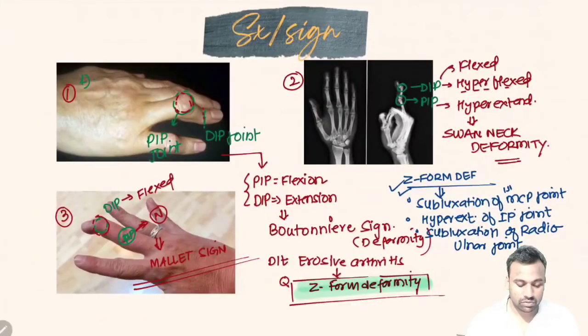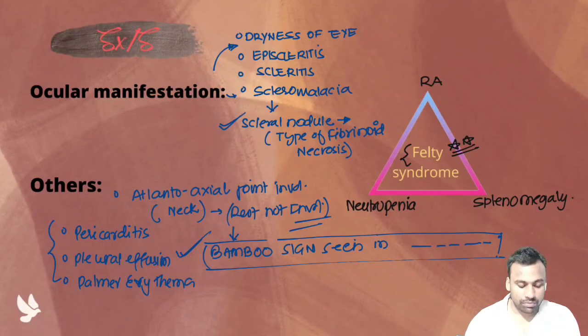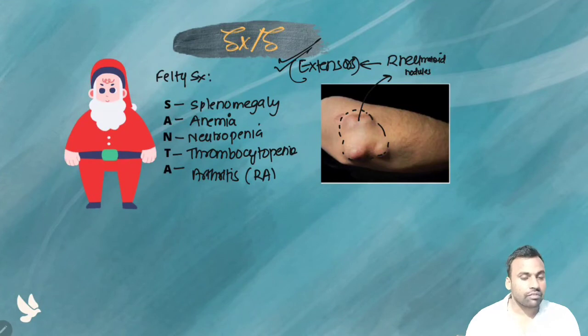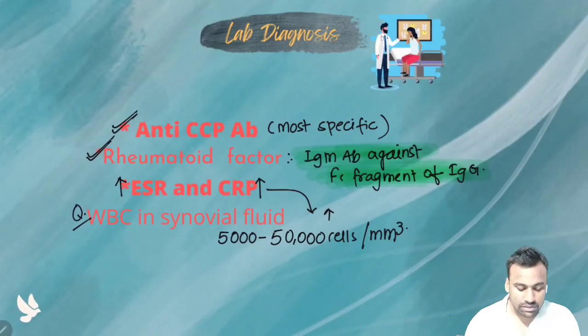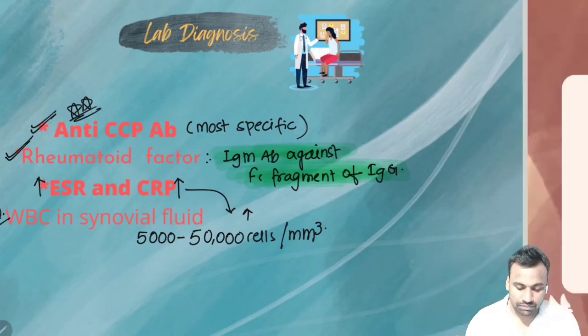The symptoms mainly resolve with activity, and the main hallmark feature is flexor tenosynovitis. Some signs like Boutonniere deformity, swan neck deformity, and mallet finger, and Z-shaped deformity are also there, along with several ocular manifestations and other manifestations like atlanto-occipital joint involvement, and also the most important, Felty syndrome. We can study what is included in Felty syndrome, and you can also see extensor rheumatoid nodules mainly seen in this condition. In the lab diagnosis, the most important is anti-CCP, which is mainly seen in this condition.